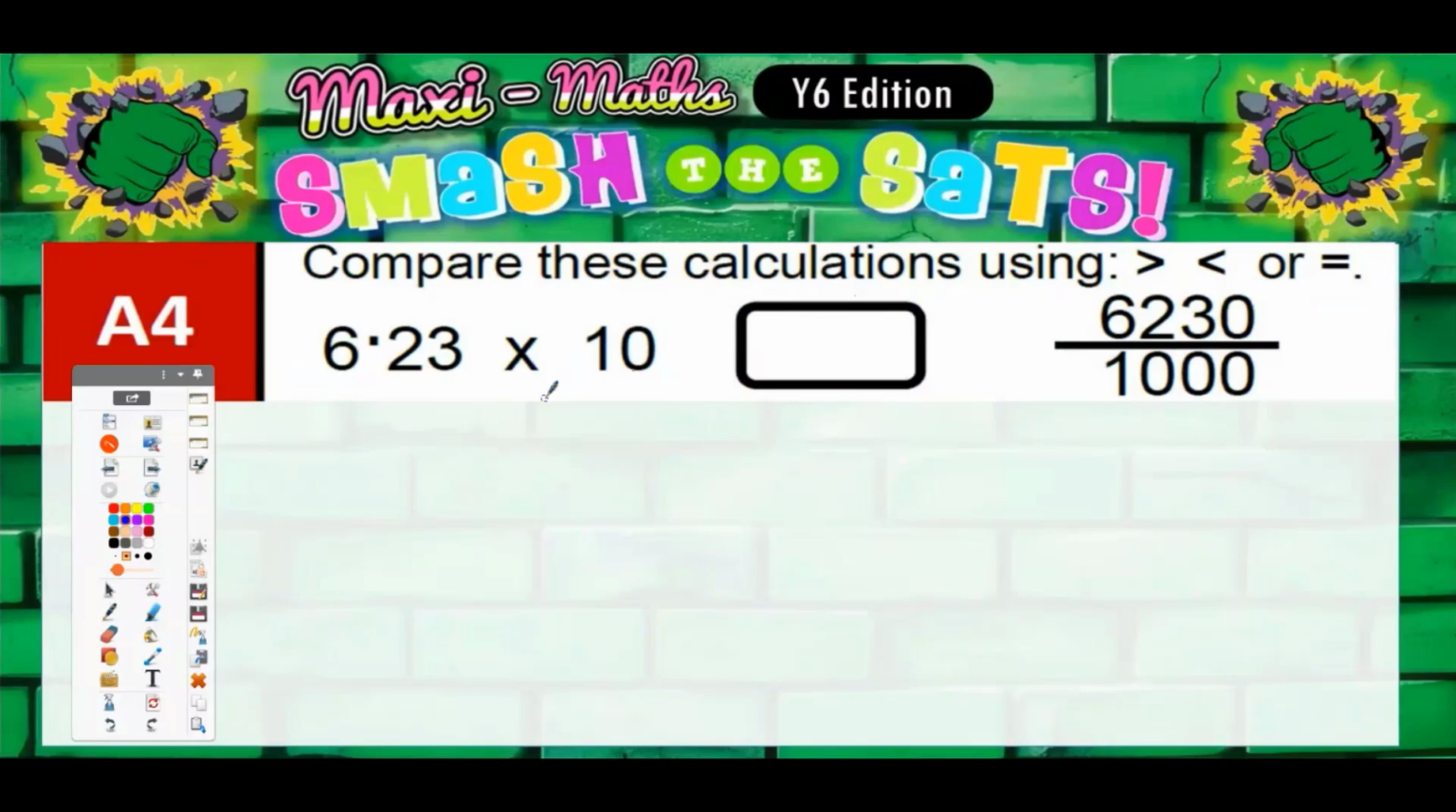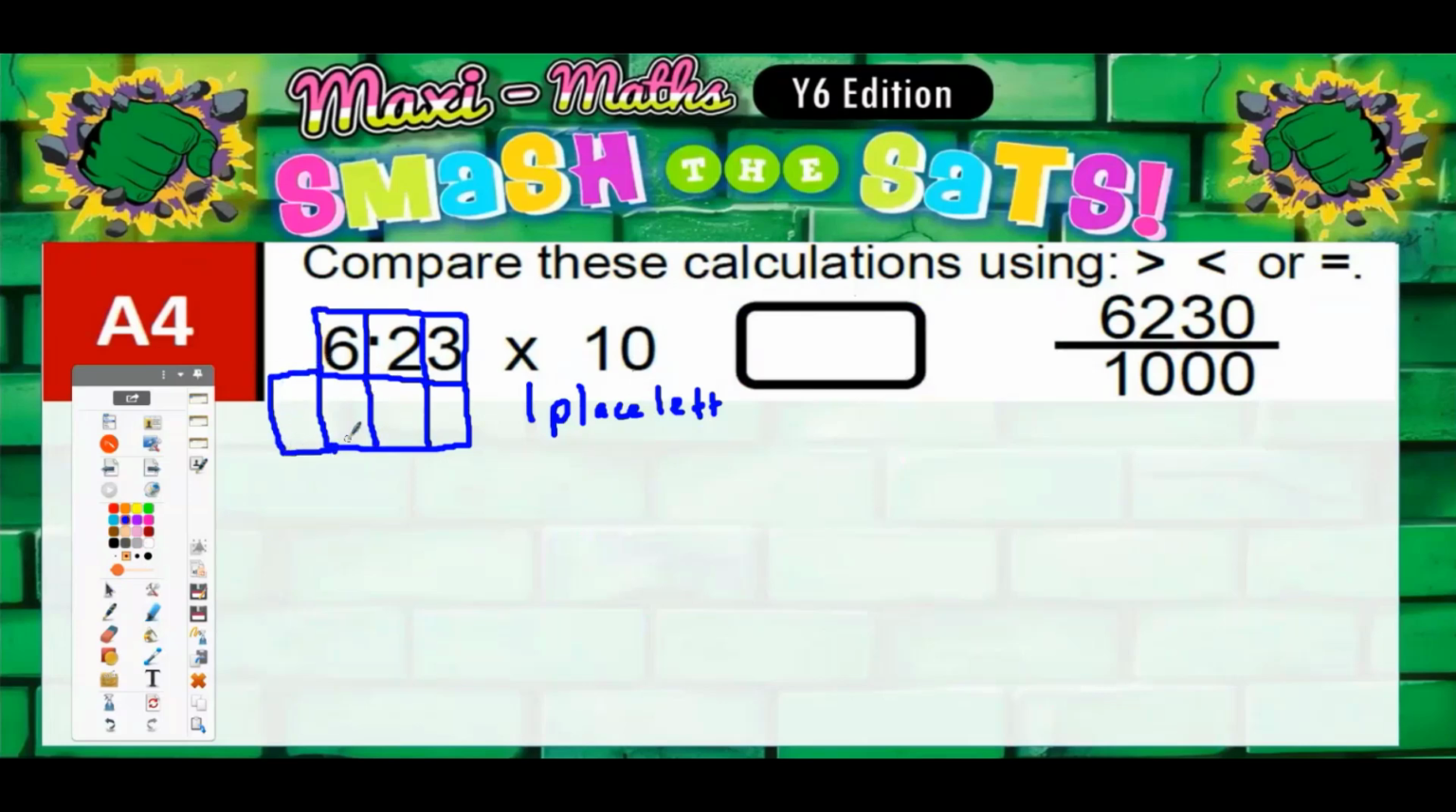So when you times by 10, you move the digits one place left. So if you imagine some squares here, each digit's in its own square, and then you put some squares underneath, and if we're moving to the left, we'd have to have an extra square to our left. Decimal point doesn't move, don't forget. So if everything moved one place to the left, the 6 would go one place to the left, the 2 would go one place to the left, the 3 would go one place left. So you'd end up with 62.3.